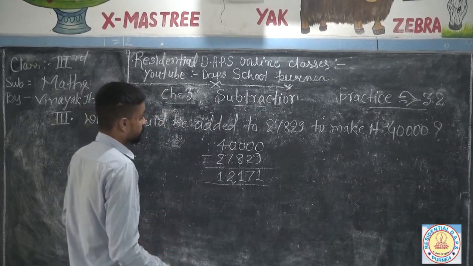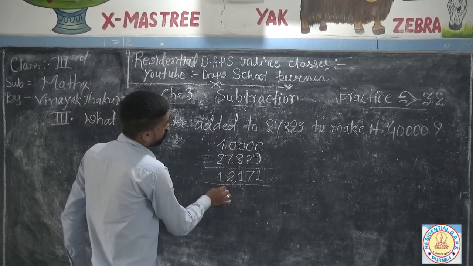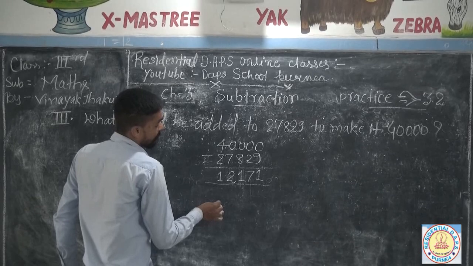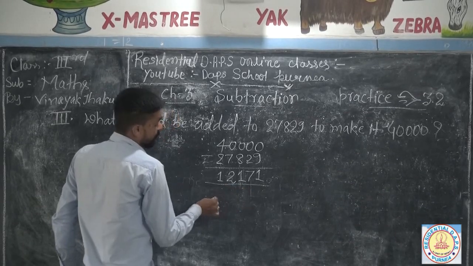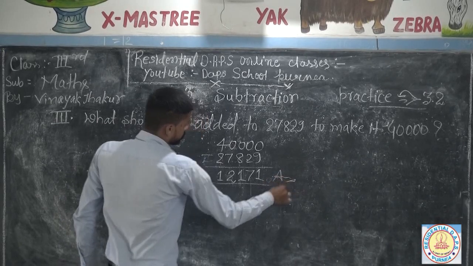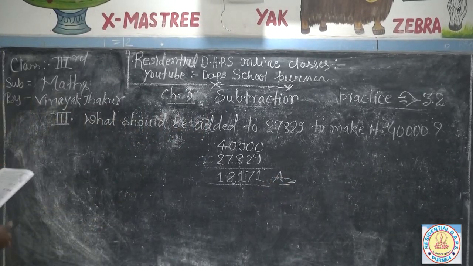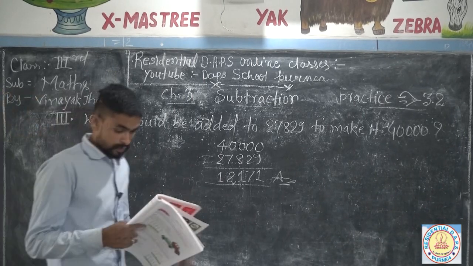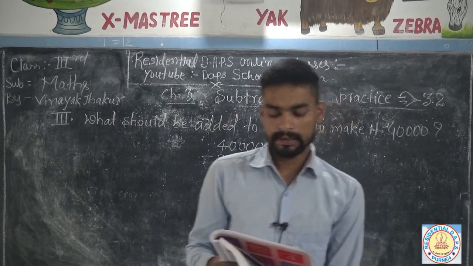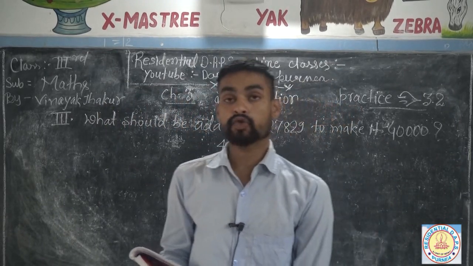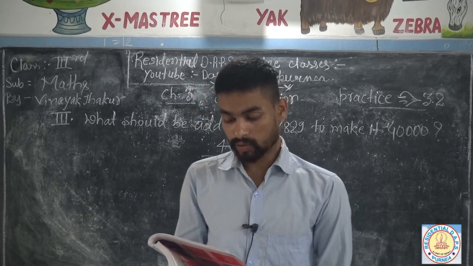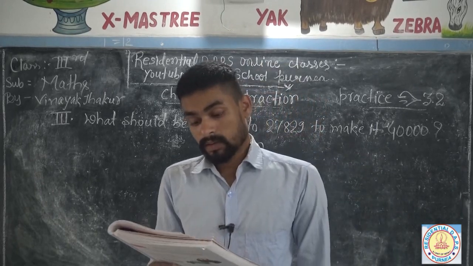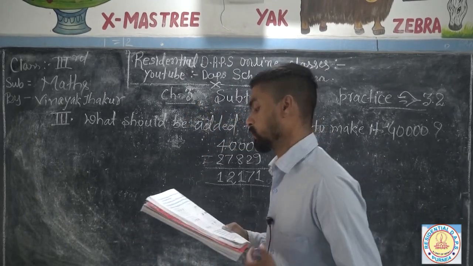So you should add 12,171 to 27,829 to make it 40,000. This is your answer. So guys, your question number 4 is similar to question number 3, so you should do it on your own. I'm going for the next question, question number 5.